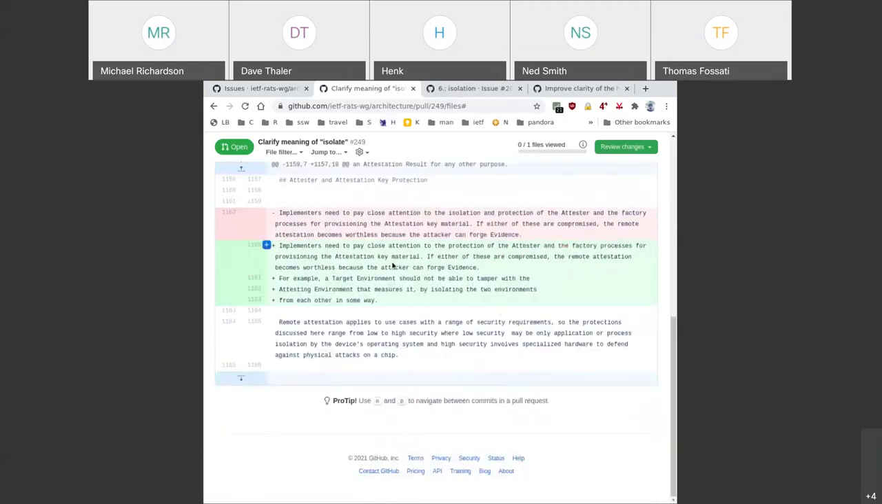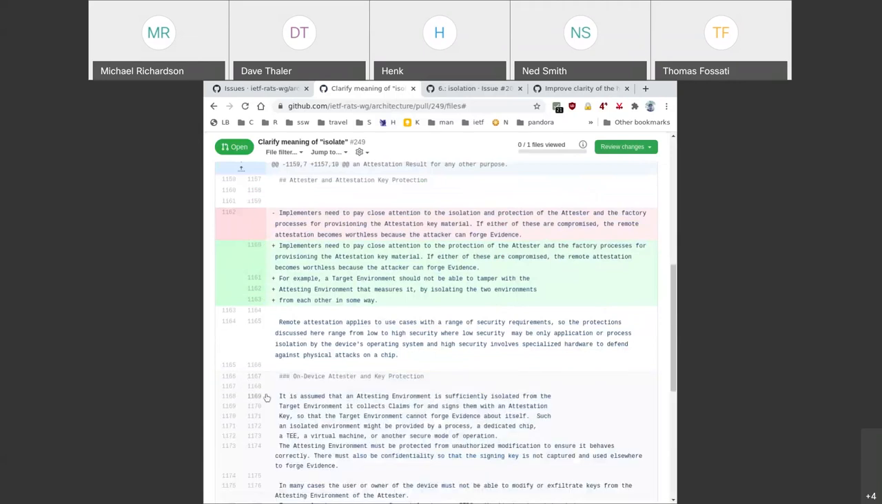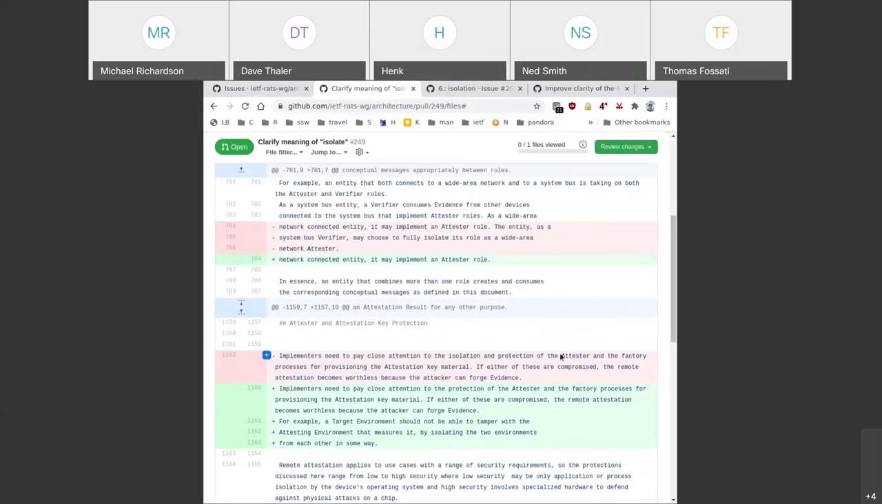Okay. 1172 is the line that I was looking for that I was going to ask Ned about. 1172, such an isolated environment might be provided by a process, a dedicated chip, a TE, a virtual machine, or other secure mode of operation, and so on. So when you talk about domain isolation, I don't know what you mean, but is it consistent with that sentence? Yeah. Okay. Just want to make sure no other change is necessary then, because that's the good one. That's the line that talks about examples of how you might implement such isolation.